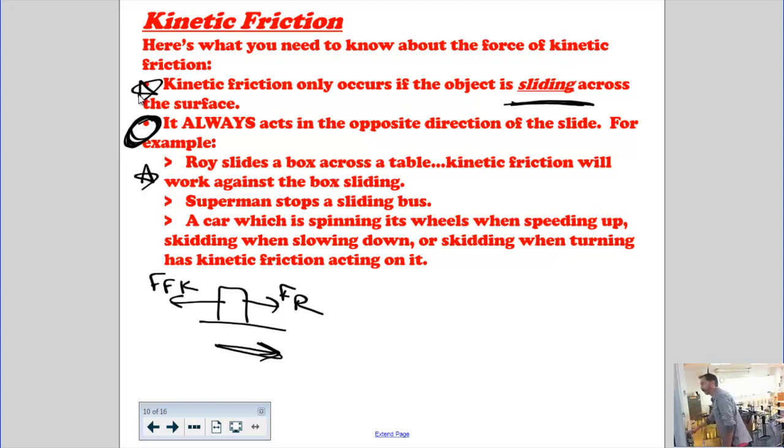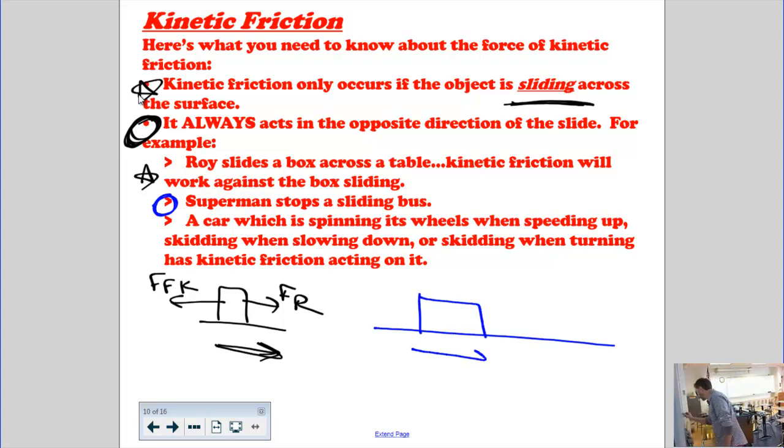So I really like this next example better. Remember the Superman stopping the sliding bus, right? So here's the idea. Here's our bus that the giant monster had thrown. The bus is sliding this way. He's trying to get the baby. There he is, baby. That's a weird-looking baby.